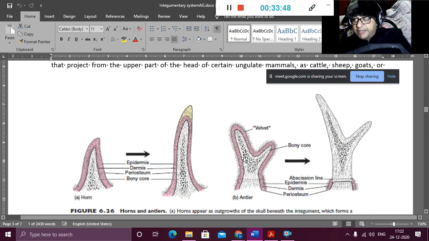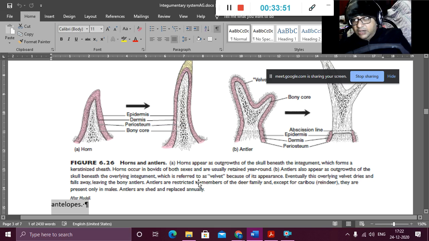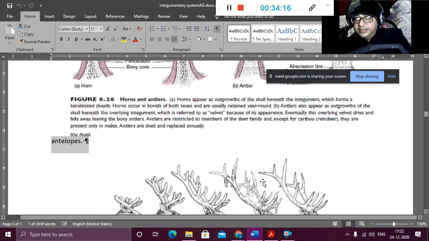Antlers also appear as outgrowths of the skull beneath the overlying integument, which is referred to as velvet because of its appearance. Eventually, this overlying velvet dries and falls away, leaving the bony antlers. Antlers are restricted to members of the deer family, and except for caribou, they are present only in males. Antlers are shed and replaced annually.